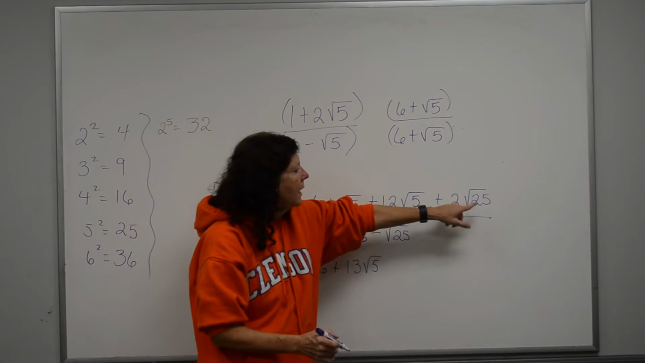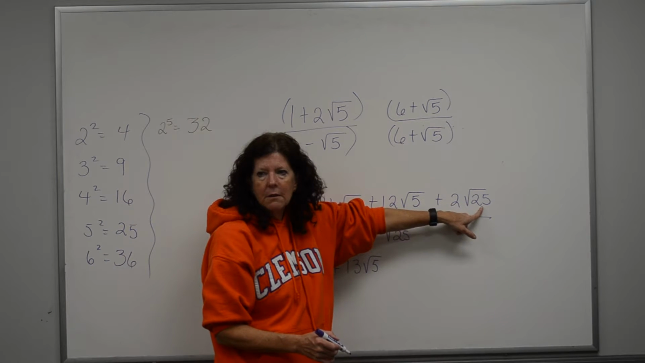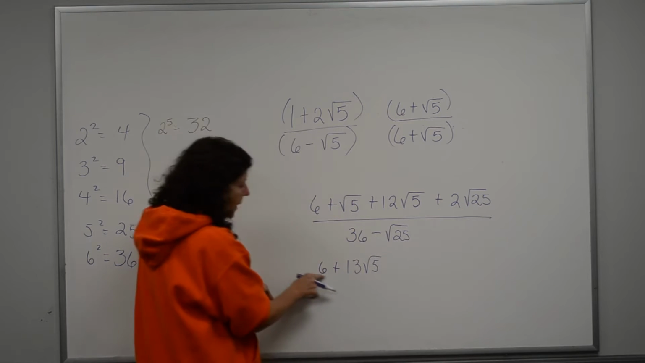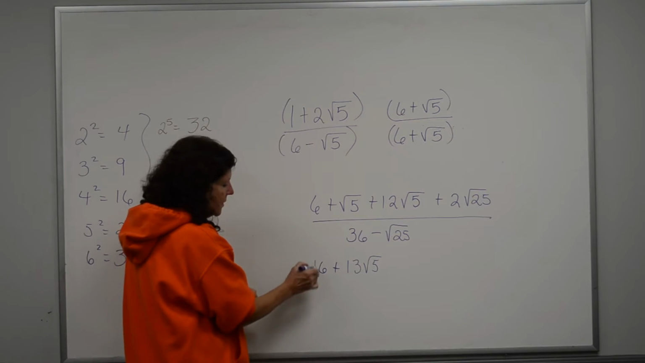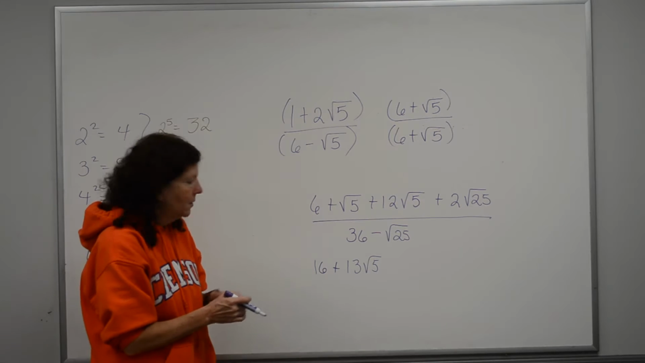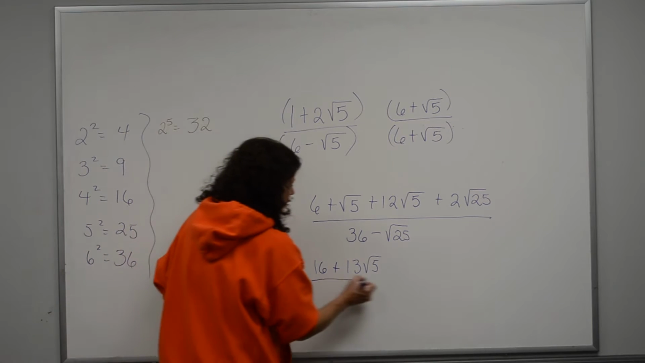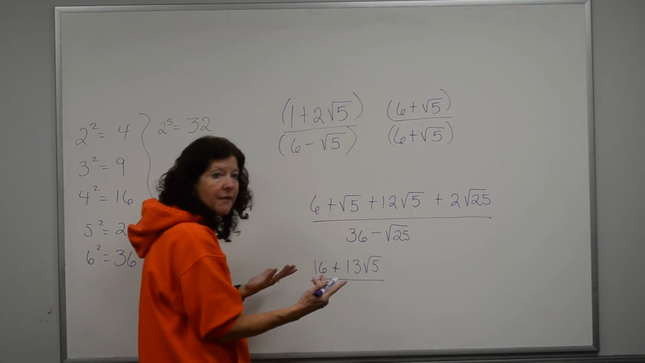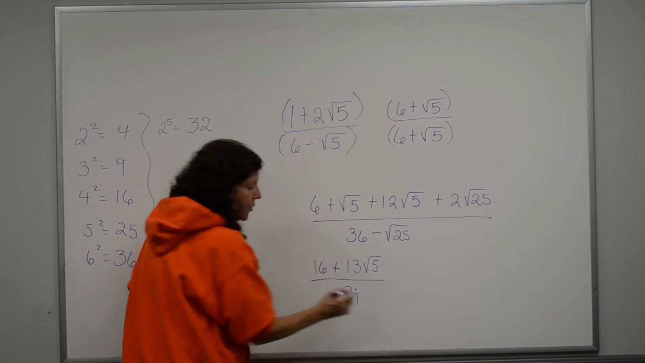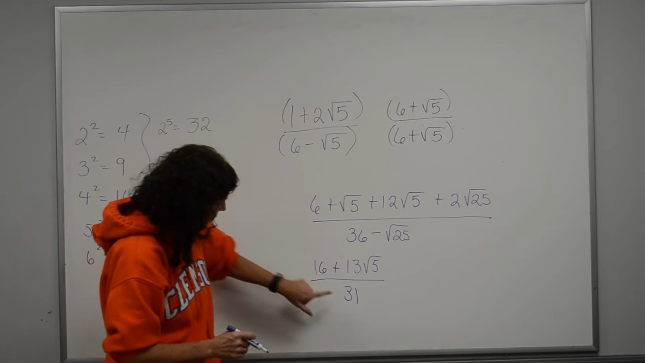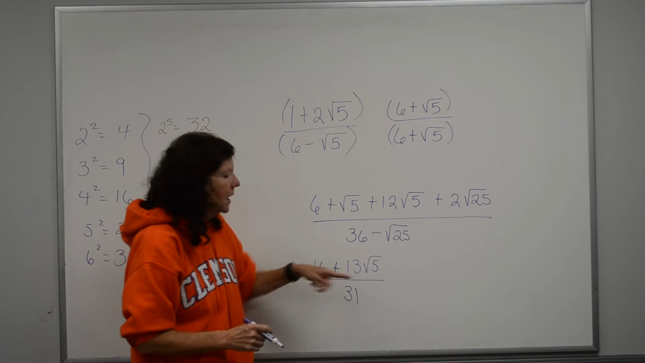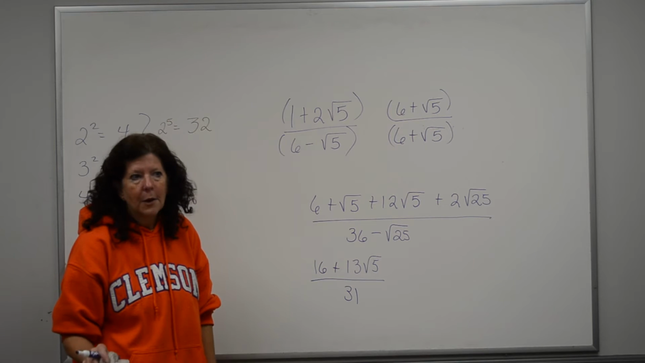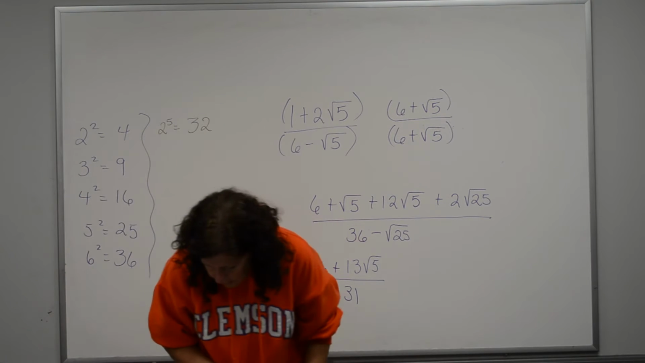Okay, then here, the square root of 25 is what? 5. So 5 times 2 is 10. Oh, wait a minute, I can put the 10 with the 6, so that's 16 plus 13 on the square root of 5. Then on the bottom, I have 36 minus 5, which is 31. And I check: is there anything that will go into 16, 31, and 13? No. So that's where it stays. Okay? All right, I'm going to give you one to try.